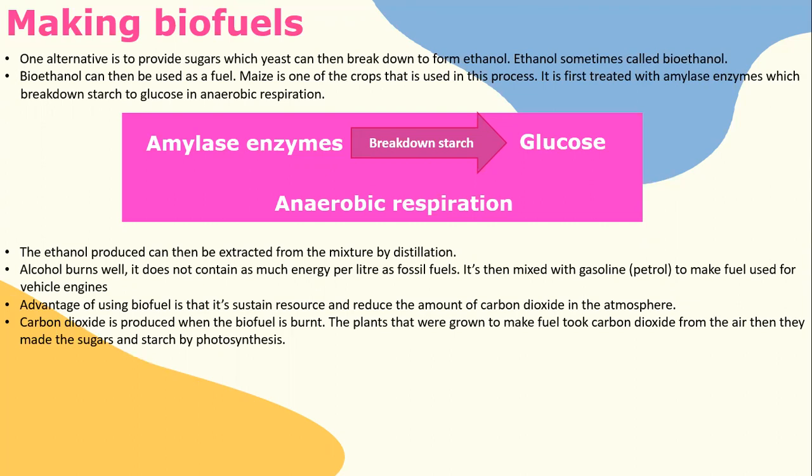Alcohol burns well, but it does not contain as much energy per liter as fossil fuel. So it is mixed with gasoline or petrol to make fuel used for vehicle engines. An advantage of using biofuel is that it is a sustainable resource and reduces the amount of carbon dioxide in the atmosphere. Carbon dioxide is produced when the biofuel is burned, but the plants that we grow to make fuel took carbon dioxide from the air. Then they made the sugars and starch by photosynthesis.